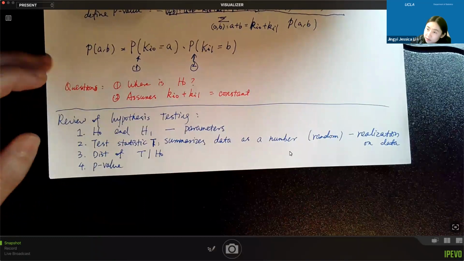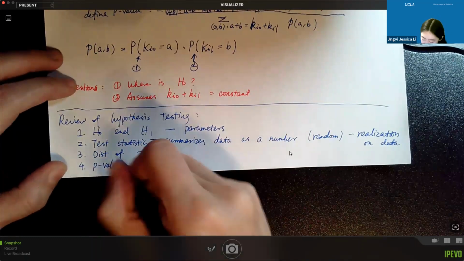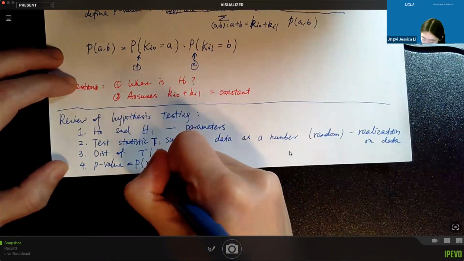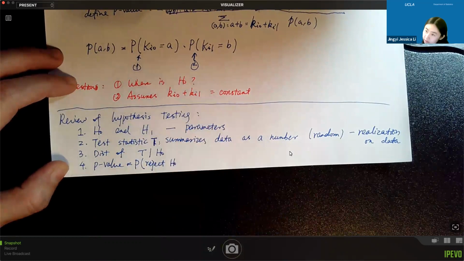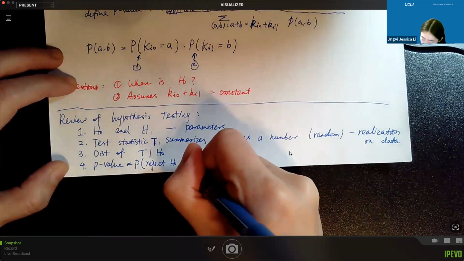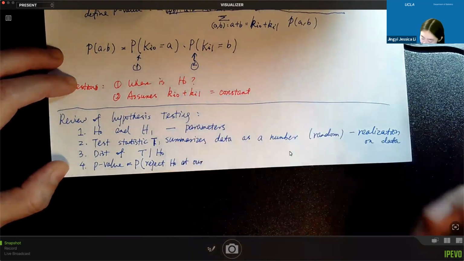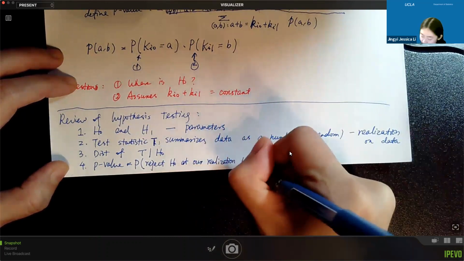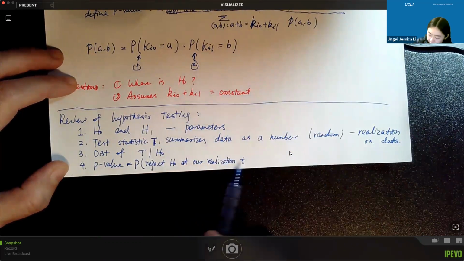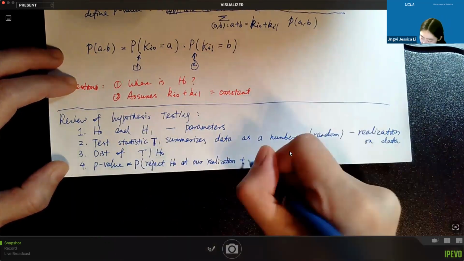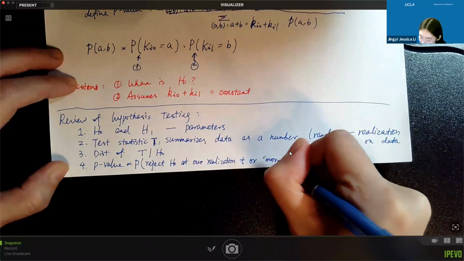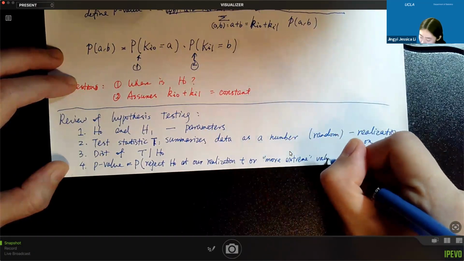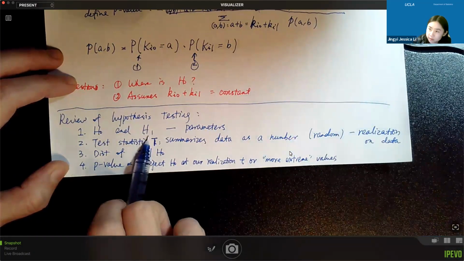Okay, the p-value is what we define as the probability that we reject the null hypothesis at our realization, which we call lowercase t. That's the realization of capital T on our data, or more extreme values. So here, more extreme depends on how the alternative is specified.